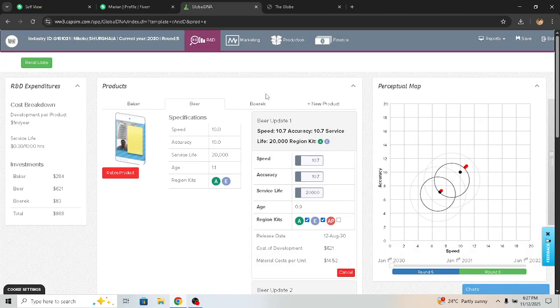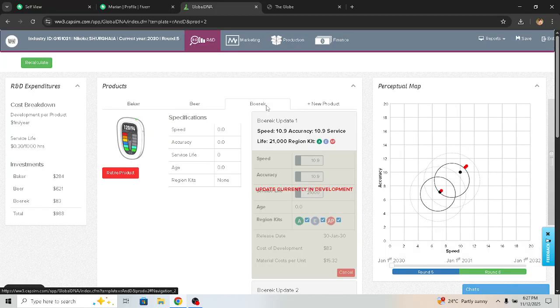So from there, we are going to product Borek, which is our third product. Looking at this product, we had given it specifications of speed of 10.9, accuracy of 10.9, and service life of 21,000. And region kits we are selling in all the markets: America, Europe, and Asia Pacific. The only problem right now is our product is currently in development. It's not yet mature, but it will be out in the next round.